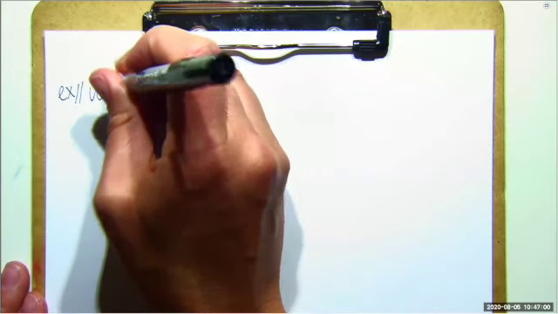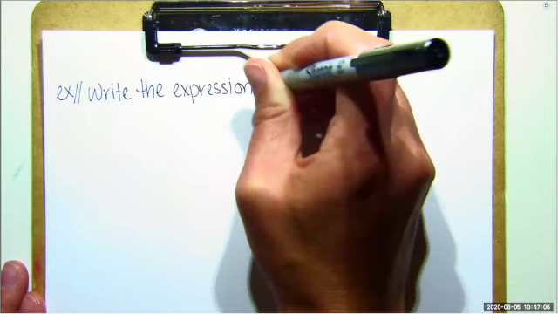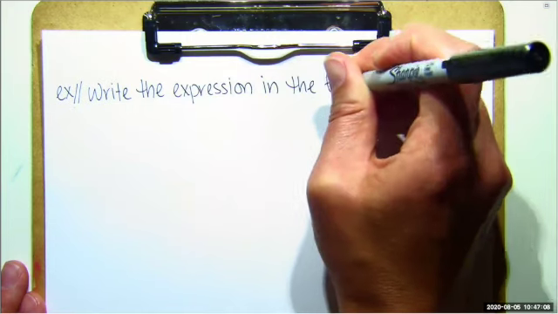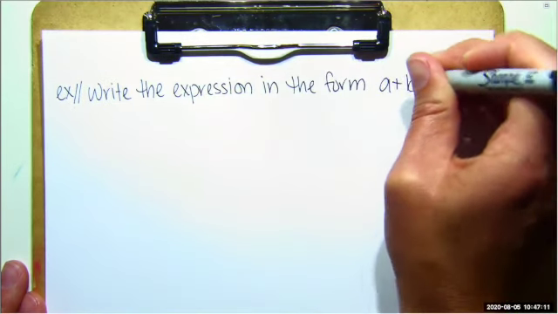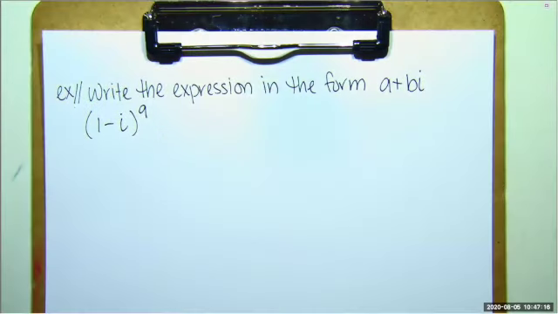All right. So last one for the section, let's write the expression in the form a plus bi, and we're given (1 minus i) to the 9th. Great, so there's two ways of doing this problem. The first way is by actually writing this out 9 times, right? We could write 1 minus i times 1 minus i times 1 minus i times 1 minus i times 1 minus i times 1 minus i 9 times.